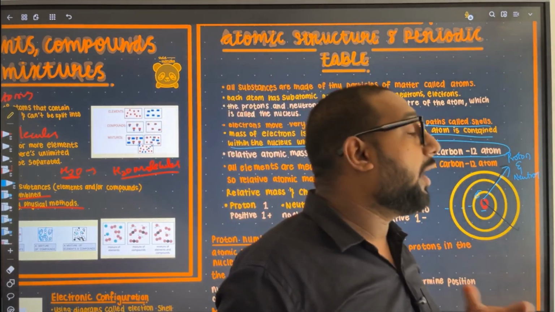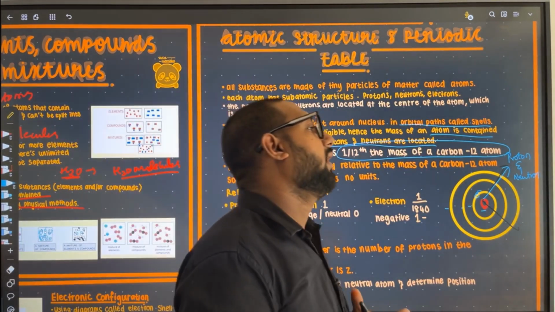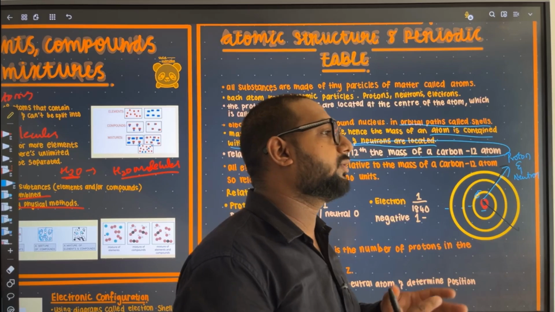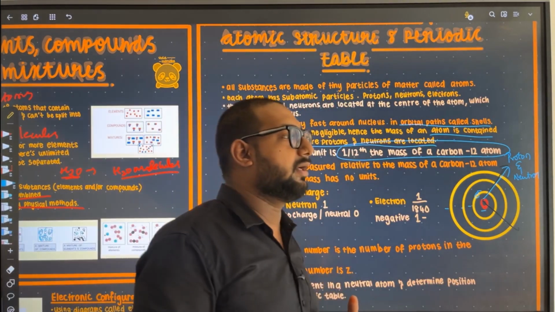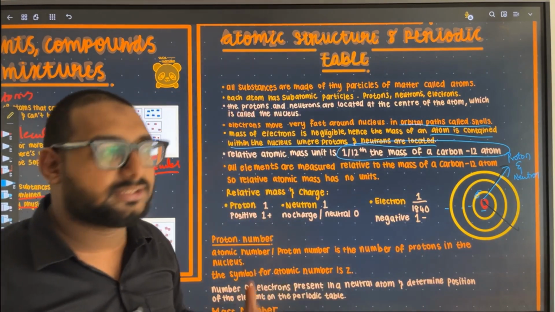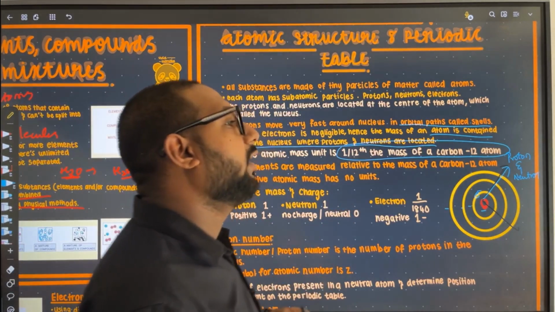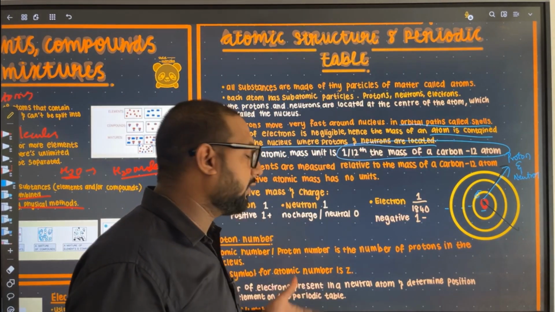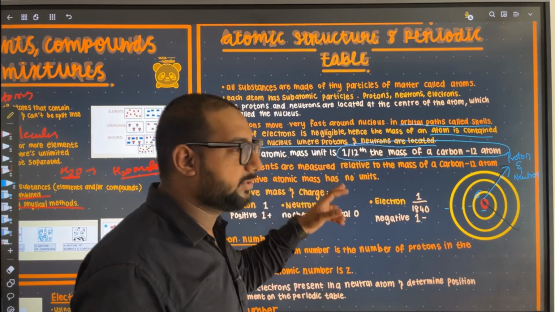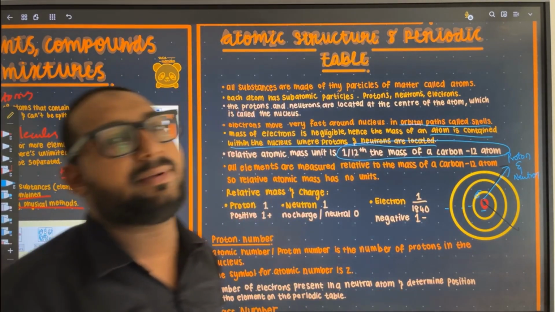Now, why only carbon? Scientists chose carbon because of its perfect mass, and there are some other reasons behind this. For now, let us just understand that to measure the mass of an atom, we use the relative atomic mass unit, which is equal to 1/12th the mass of a carbon 12 atom.